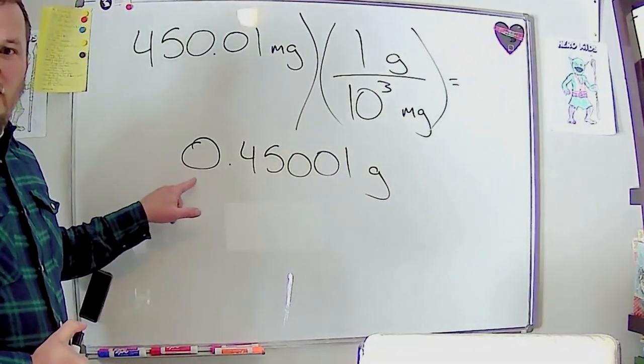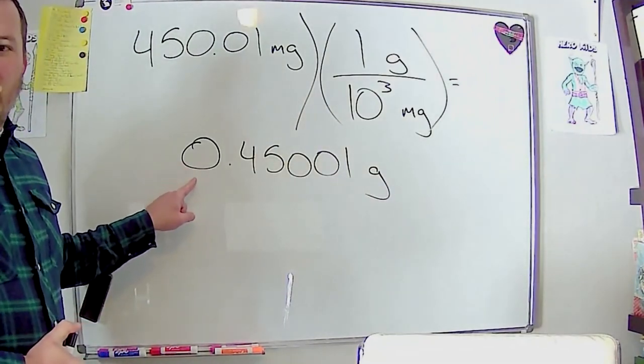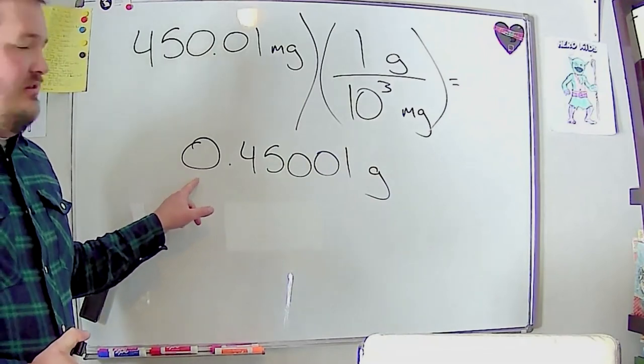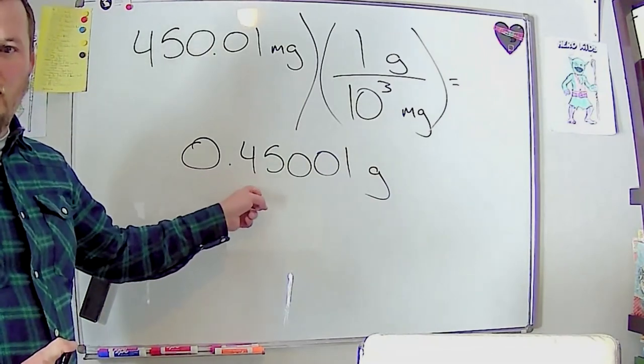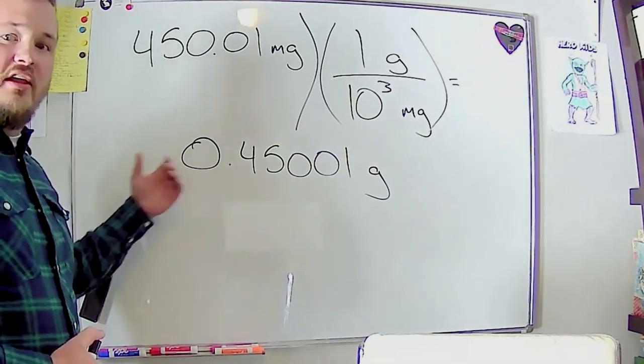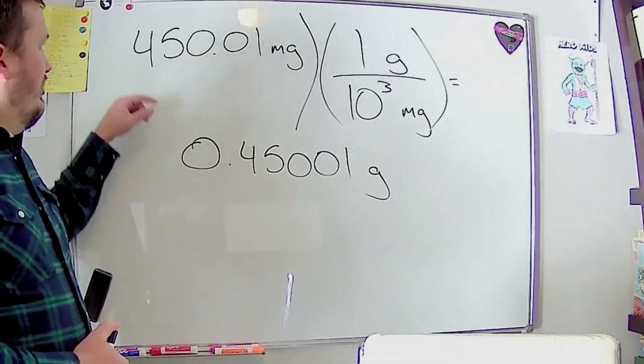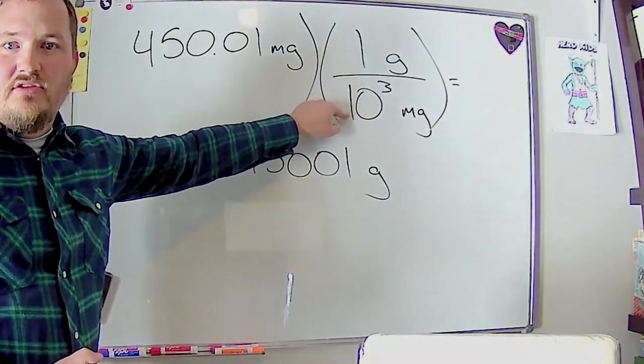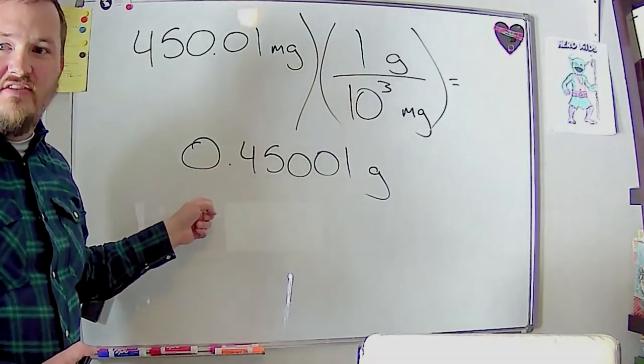And remember, this zero doesn't count as a significant figure. Any zeros to the left of our first number are not considered sig figs. So we've got 5 sig figs here, and then we have an exact conversion. So our answer should also have 5 sig figs.